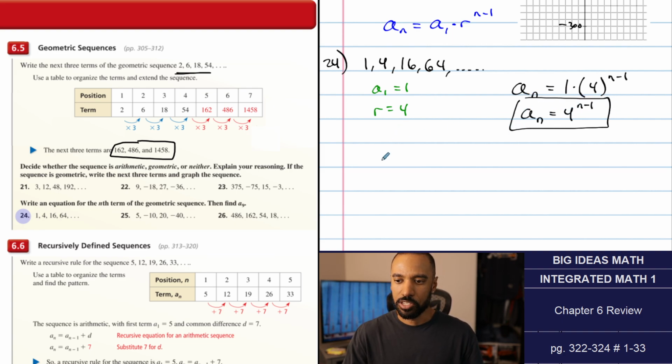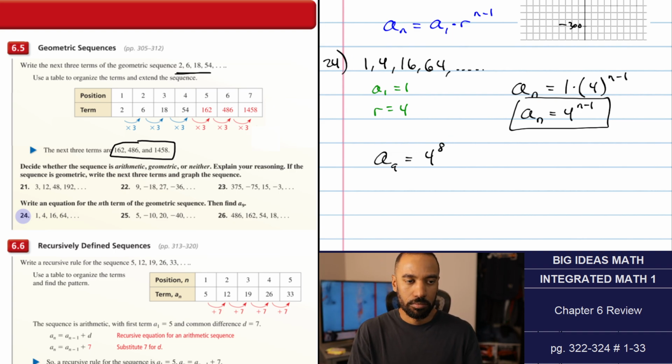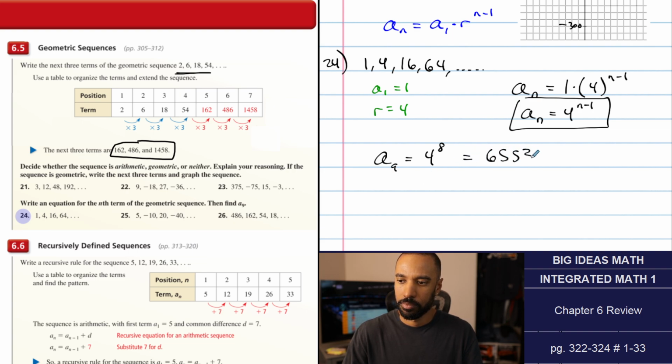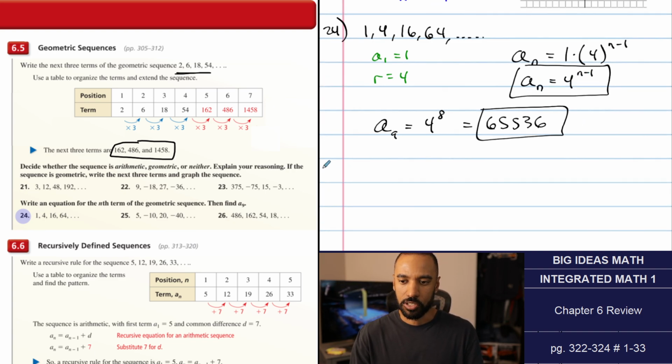Now we also have to find a sub 9. A sub 9, we start from 1 and we multiply by 4 8 times, 4 to the 8th power. Because 1 is the first term, the 9th term is 8 away from it. That's why we multiply by 4 8 times, not 9 times. And 4 to the 8th is 65,536. So, explicit rule, and then answer for the 9th term.